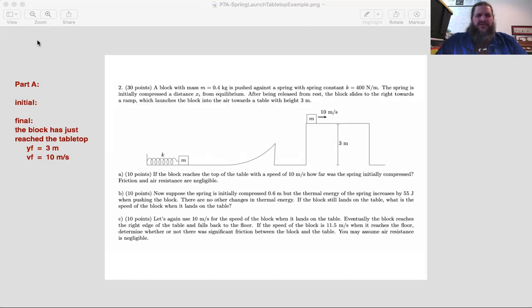What would be a good instant in time to use as initial? What's another point in time somewhere in this interval we're talking about that includes some information we're trying to figure out?